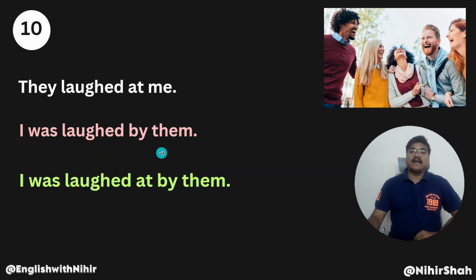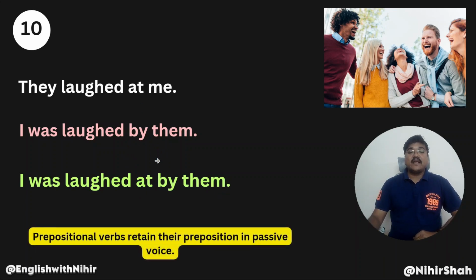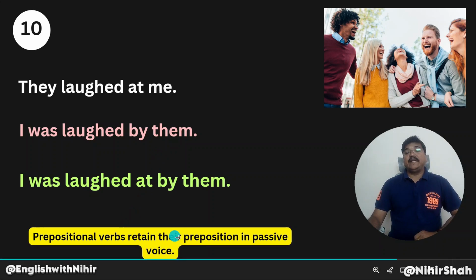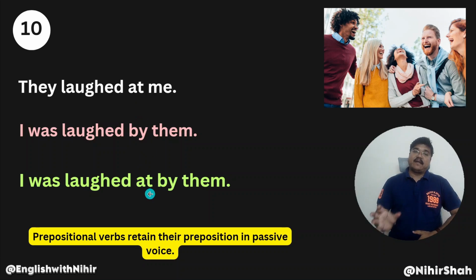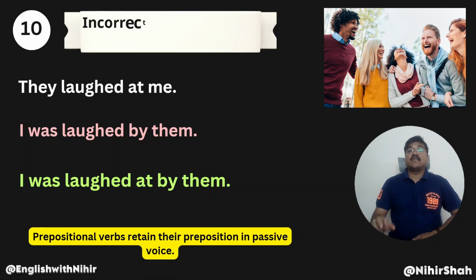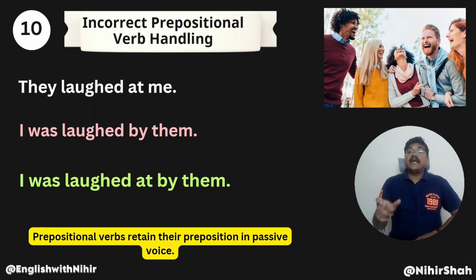Here "at" is missing. So what is the rule here? Prepositional verbs retain their preposition in passive voice. Okay. So you have to retain this preposition's place. If "at" is there, then "at" will come again. Wherever "at" was there, that will not be changed. So this is the mistake number 10. Incorrect prepositional verb handling. Would you like to know an additional mistake?